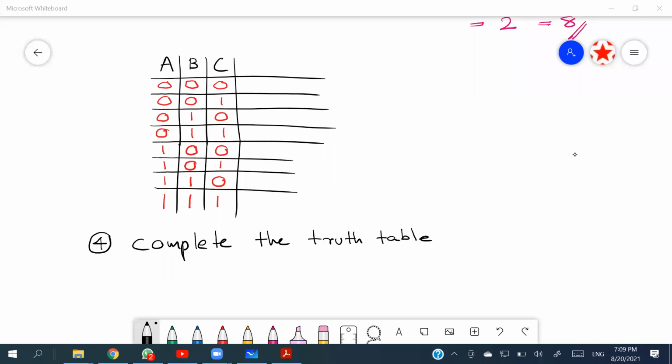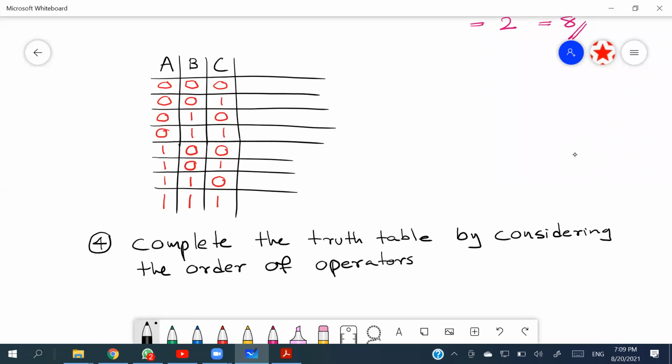Right, so complete the truth table by considering the order of operators as brackets, not, and, or. Right, so you are going to complete this by considering the brackets, not, and or.